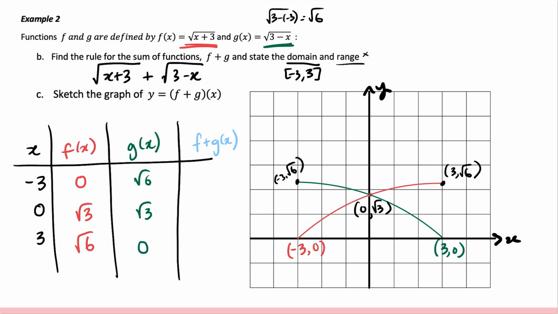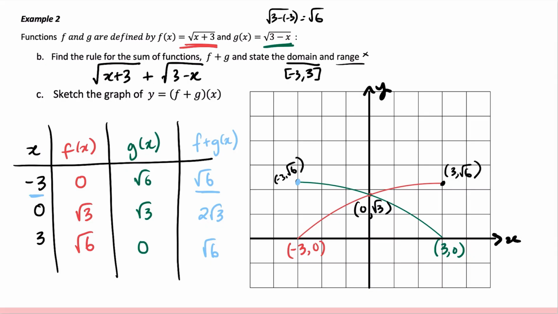And now for f plus g of x, all we have to do is literally add those two y values. So 0 plus √6 is √6, √3 plus √3 is 2 √3, then √6 plus 0 is √6. And now all I'm going to do is for these x values, I'm going to go ahead and plot these y values. So when x is -3, y will be √6. So you'll see that that'll actually be on top of that one.